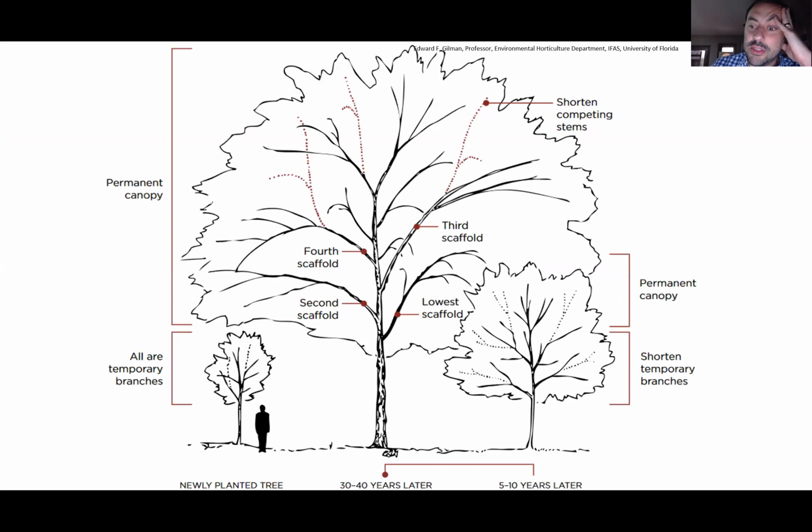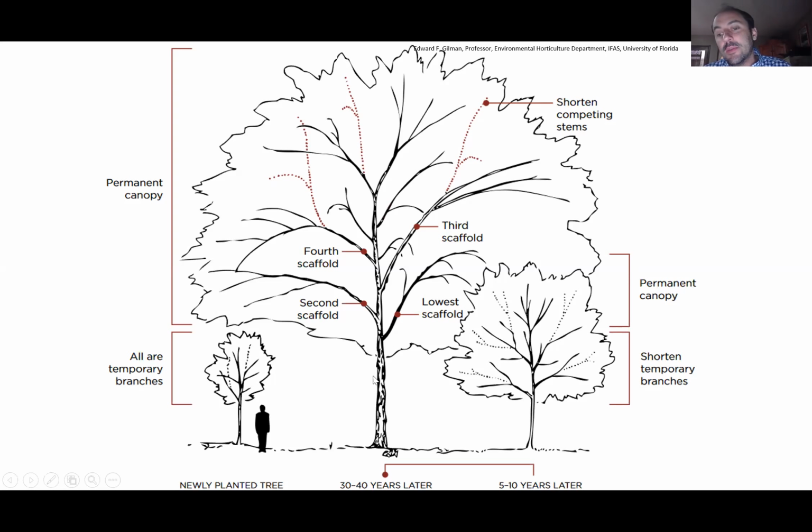So here's a little illustration of a tree over time. This is probably not in Colorado; this is probably someplace where things grow faster. For a young tree, as we see on the left here, all branches are maybe temporary. They're all going to come off, except for the leader or main trunk, slowly over time. For a middle-aged tree, we have a mix of temporary branches, and then the permanent canopy above that, where there'll be a mix of temporary and permanent branches.